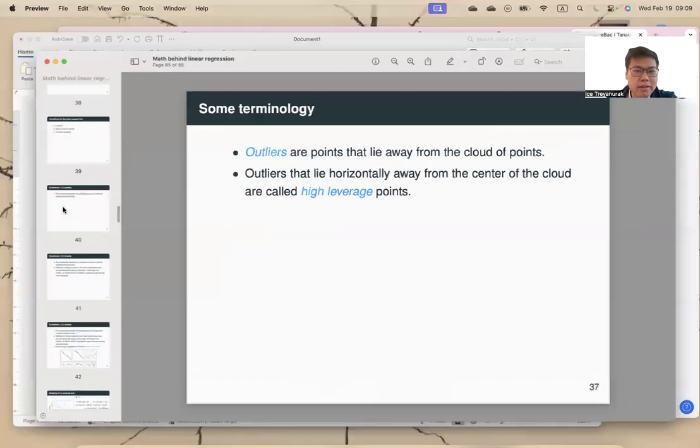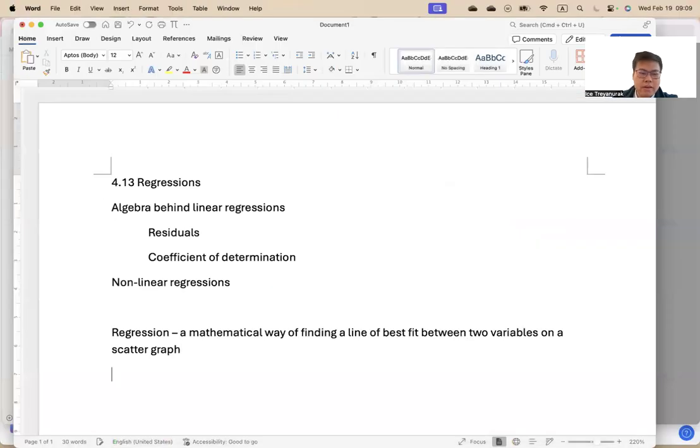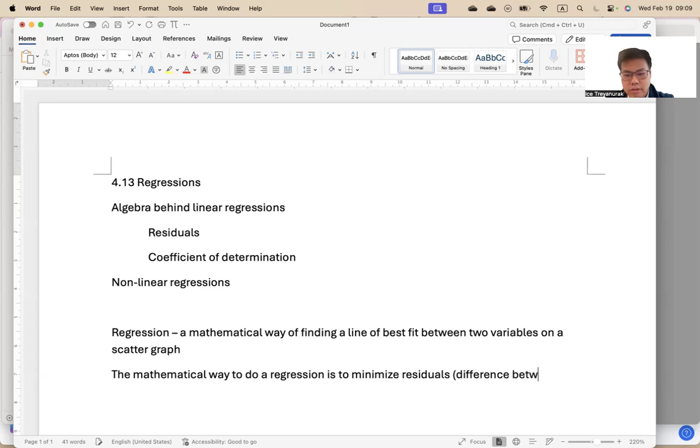Let's do some recapping. The mathematical way to do a regression is to minimize residuals, or the difference between observed values and predicted values. Okay, it's the exact method. We never have to do it. The calculator always does it, but just know that no matter what regression you use, whether it's linear or non-linear, we then minimize the difference between the observed values and the predicted values.